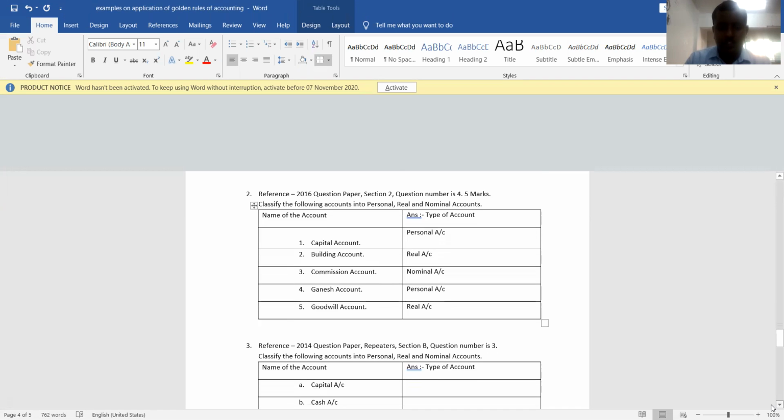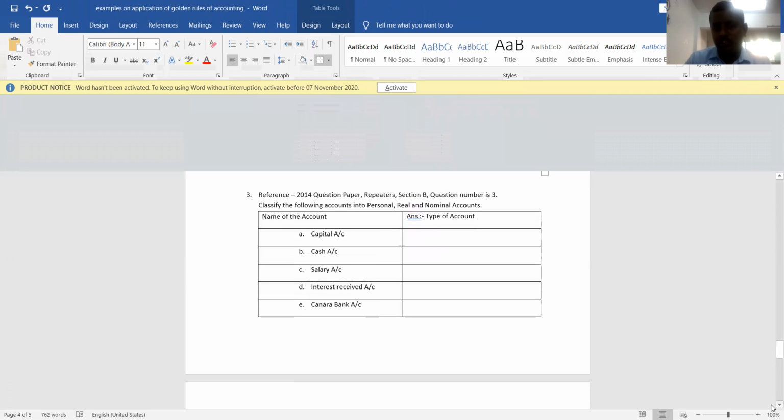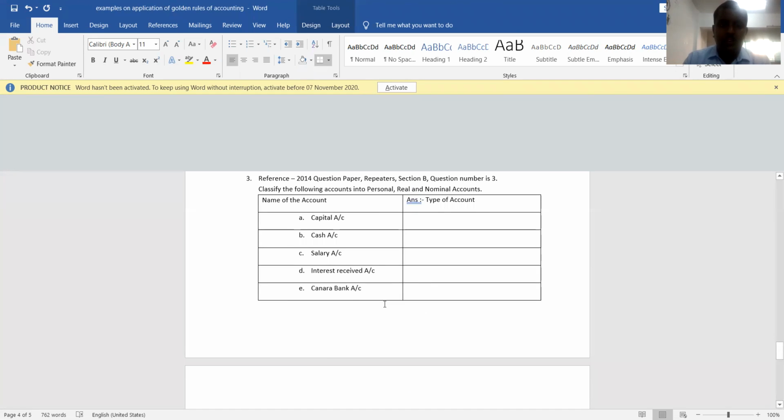There is one more question on classification of accounts. We'll go through this particular question, and by that we can put a full stop to this classification of accounts concept. Let us then move to the advanced version of the application of golden rules of accounting, that is journal and ledger. This question is from the 2014 repeaters question paper. Question number 3: classify the accounts into personal, real, and nominal account.